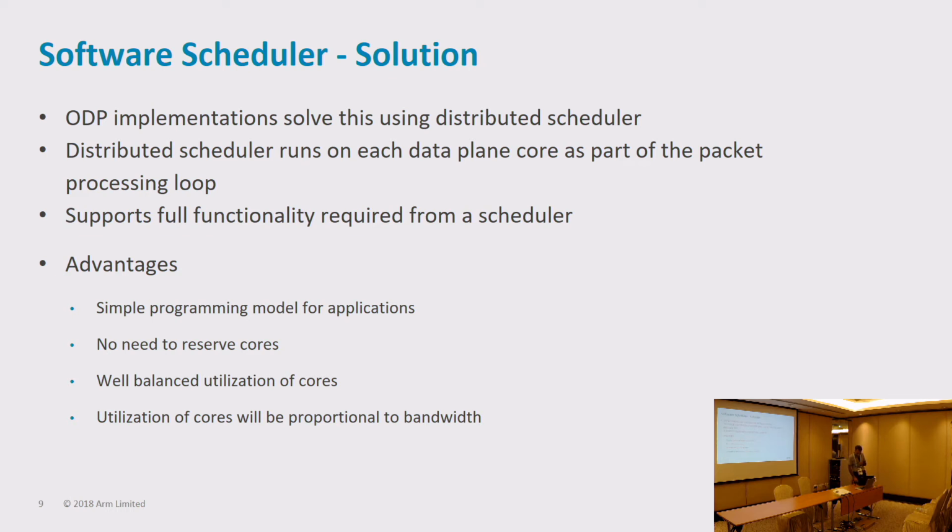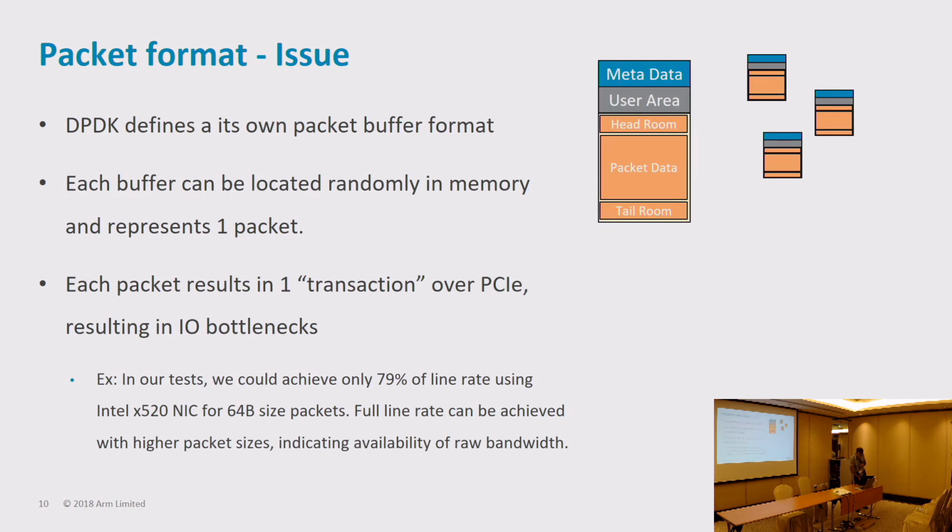Okay, so the next feature I have is the packet format. DPDK supports a fixed packet format. It defines a packet format of its own. Each buffer can be located randomly in memory, and it represents one packet. So what that means is each packet transfer from the NIC into the memory results in one transaction over the PCI bus.